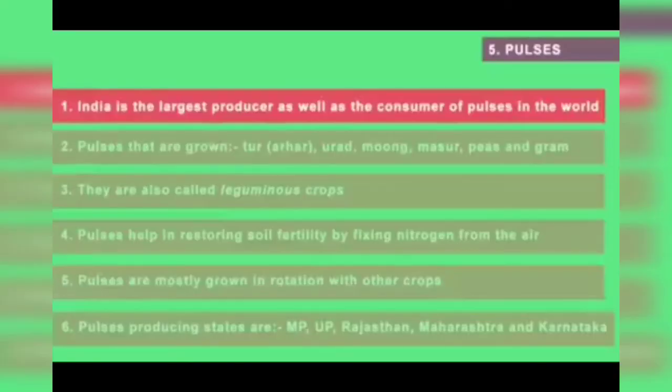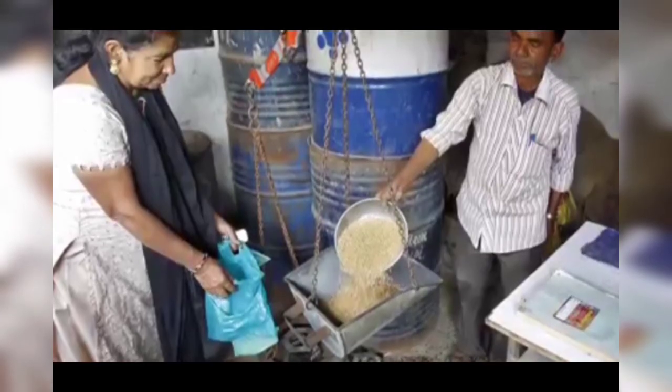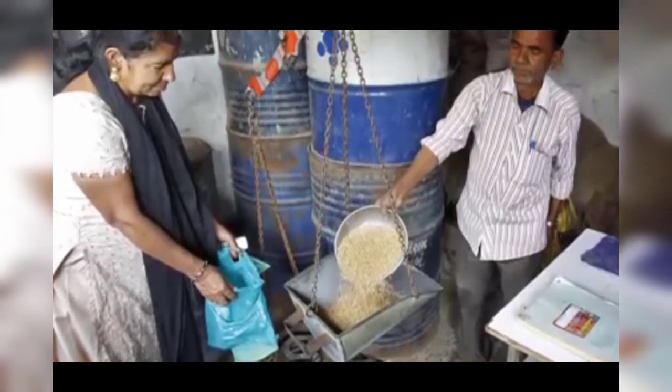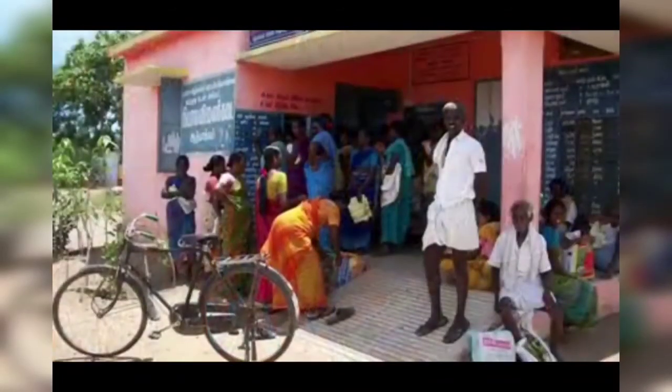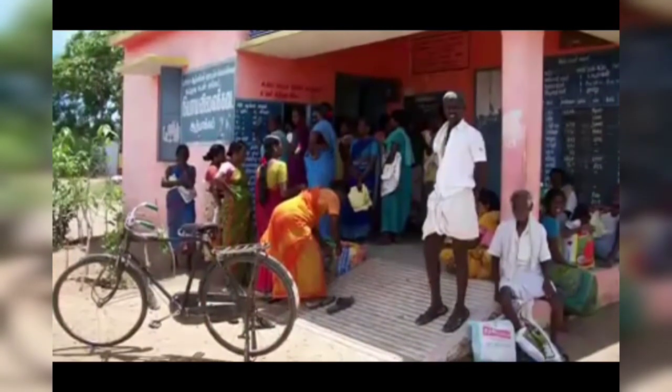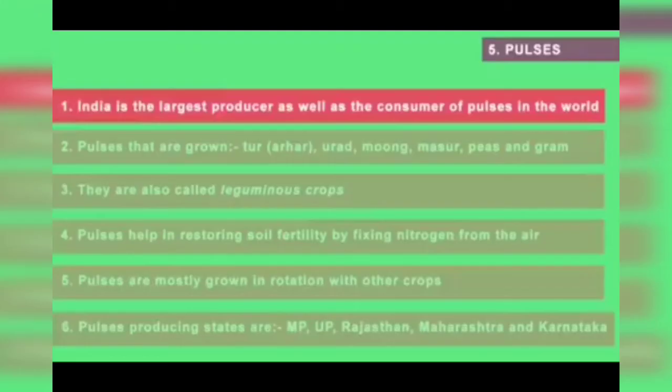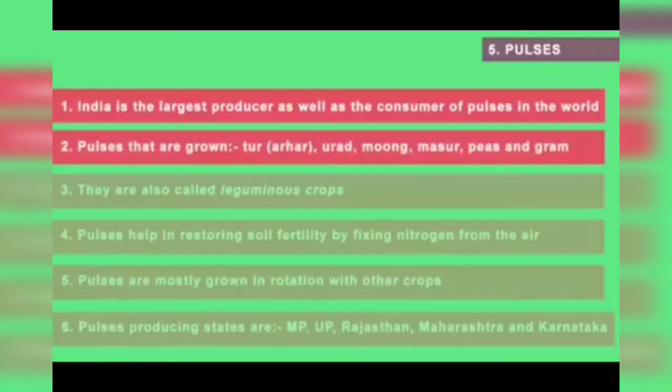Now the next type of crop is pulses. India is the largest producer as well as consumer of pulses in the world. The government of India also gives a huge quantity of pulses as a subsidy through the public distribution system to the people of India, in meeting the minimum requirement of protein for a person. So pulses are the major source of protein. Some of the pulses that we grow in India are tur, urad, moong, masoor, peas, and gram.